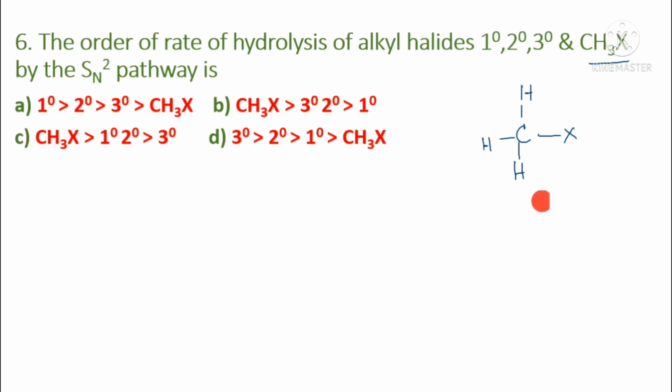This CH3X will be undergoing the SN2 mechanism very fast, and next comes the primary alkyl halide, and next comes the secondary, and next comes the tertiary. So based on this we should fix the answer. This is the first one, this is the second one. So check the options, students, where we are having this type. Here option C is having this answer, CH3X, primary, secondary, and tertiary. Is it not? So this is the answer.